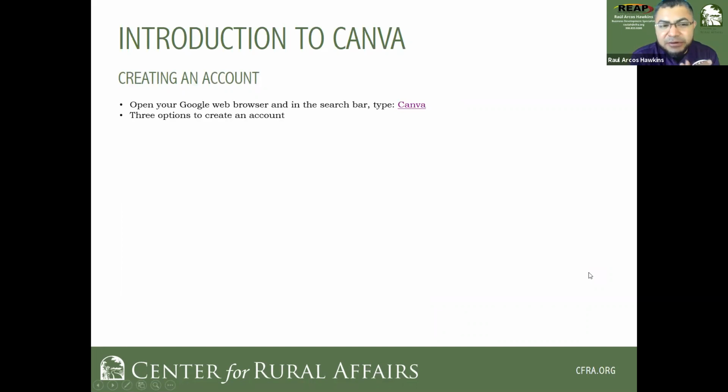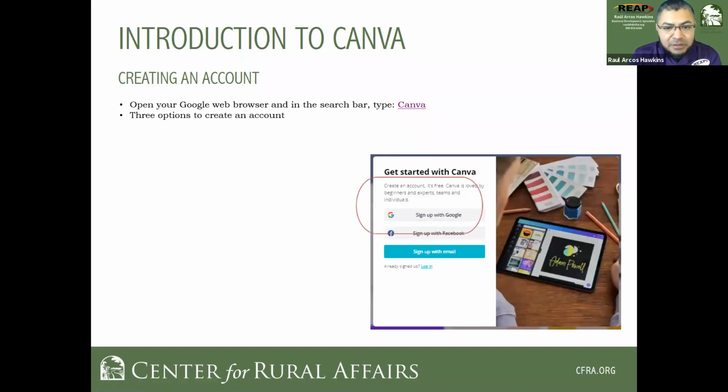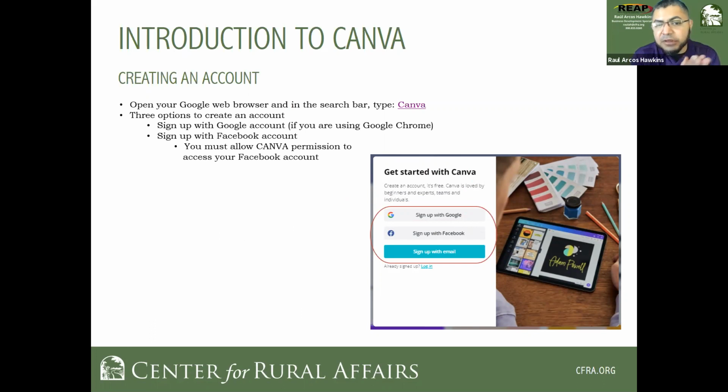Okay, so how do we create an account? You could either use your Google browser and type Canva in your bar, or you can go to www.canva.com, and there are 3 options to create an account. You can sign up with Google, sign up with your Facebook, or sign up with your email. You have to remember that if you're utilizing the Facebook option, you must allow Canva permission to access your Facebook. And with people right now being kind of leery about who has access to their Facebook, this might not be a good option for you.